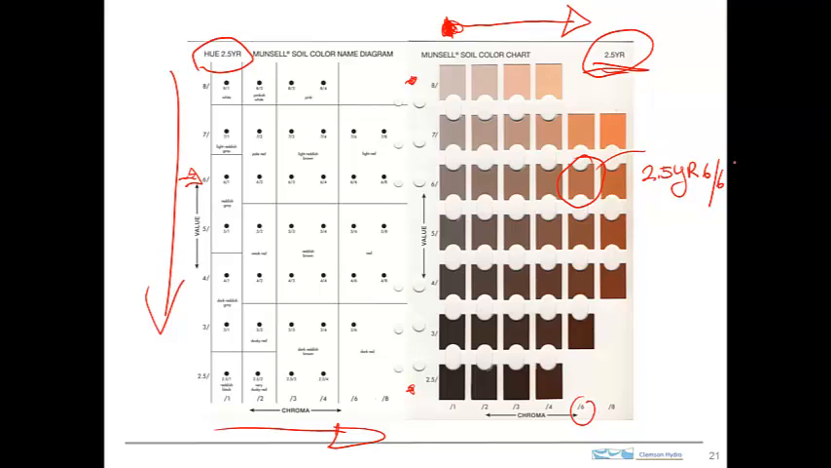Okay, and this one right here, that would be 2.5 YR, 7/3. Okay, so using this scheme, we can describe any one of these color chips unambiguously.